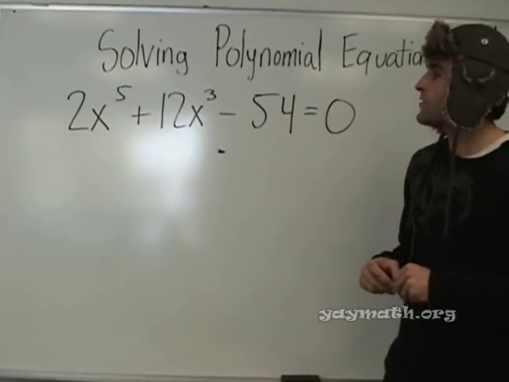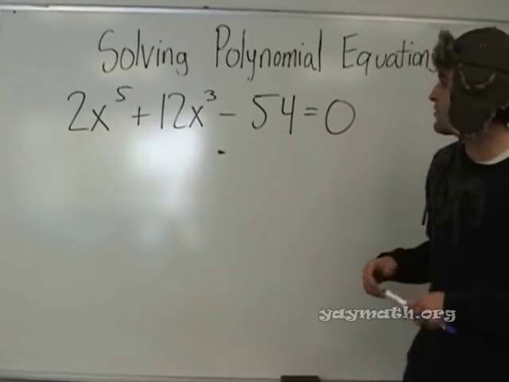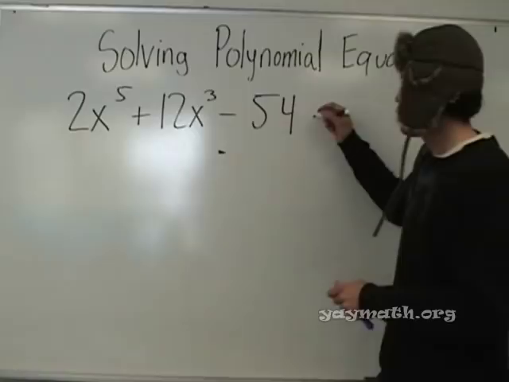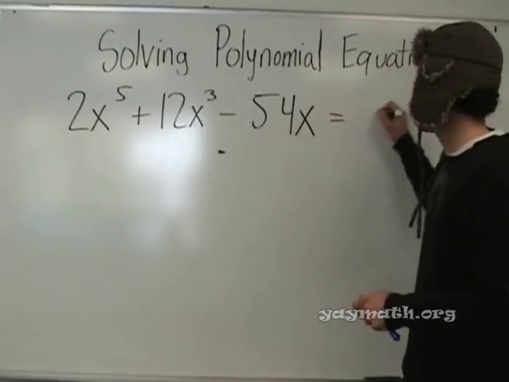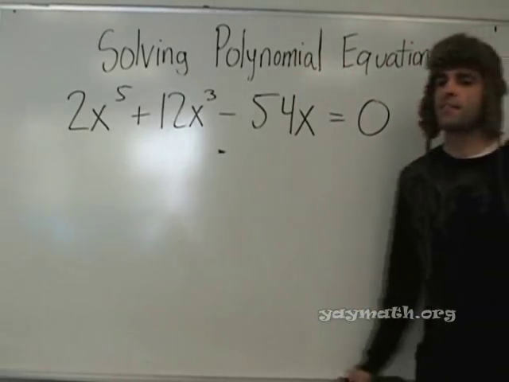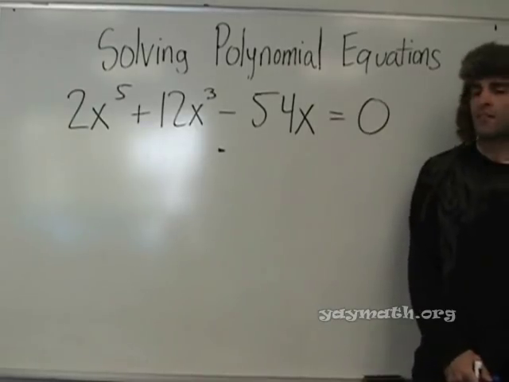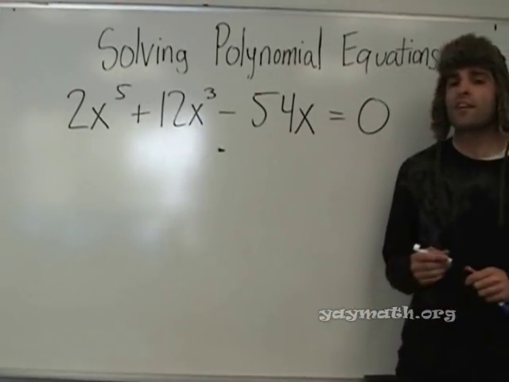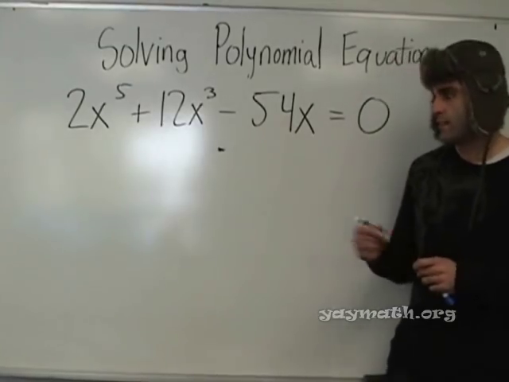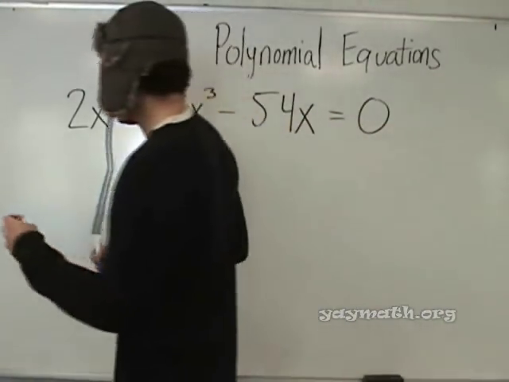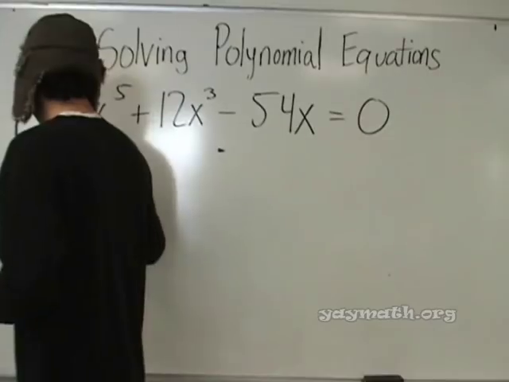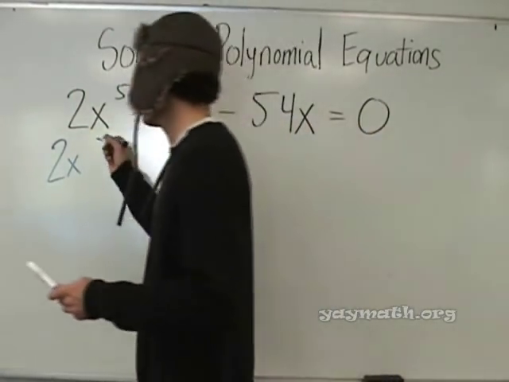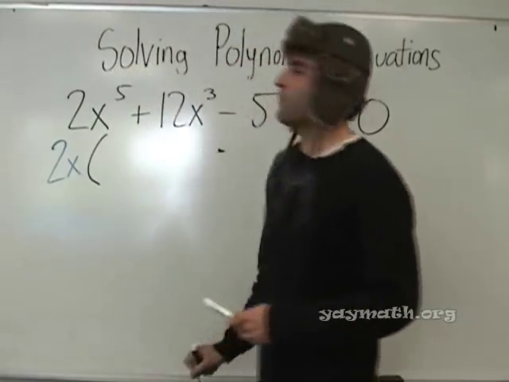I want to alter this a bit and put an X here. That'll make the point better. So what is the greatest common factor now? 2x. Excellent. Writing that in blue. Okay, 2x is factored out, leaving us with what?